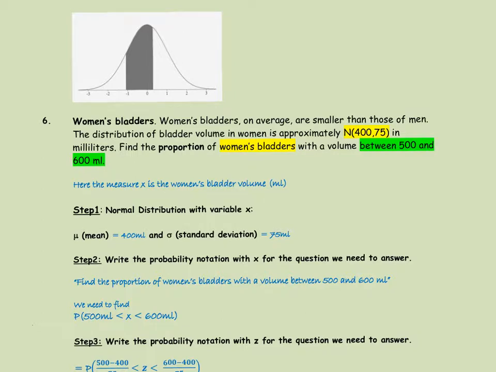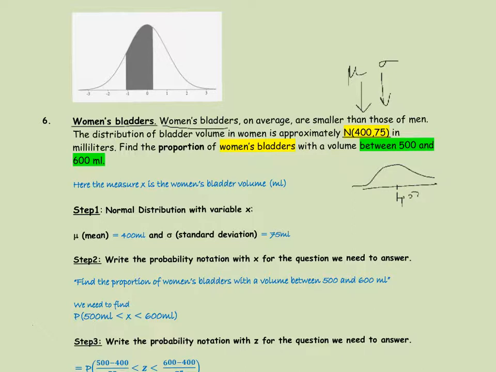Here is a problem where we have to find the probability of a certain event in a normal distribution. Notice that it's a normal distribution with 400, the first number being mu, and the second number being the standard deviation sigma. What we are measuring here is a woman's bladder volume given in milliliters. If we calculate the women's bladder volumes, then the distribution is bell-shaped with center 400 and standard deviation 75.